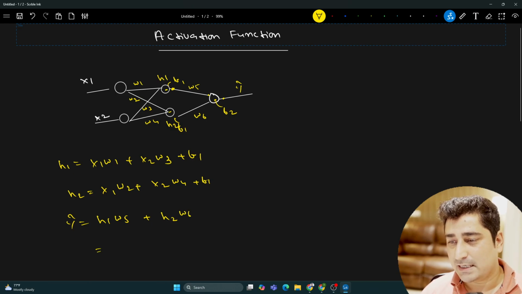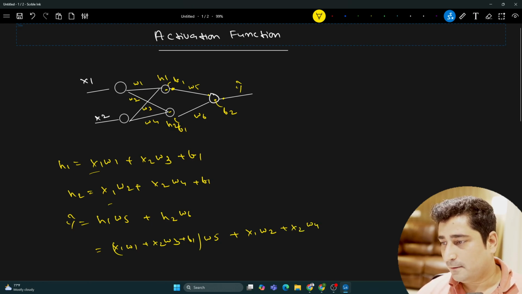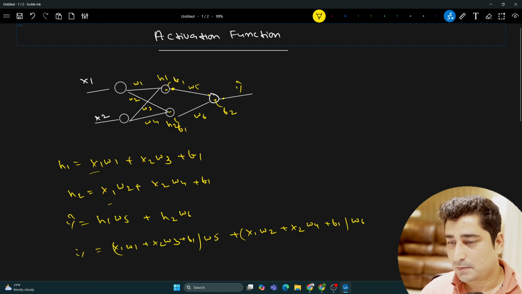Now just replace H1 and H2 with these two equations. It is going to be X1 W1 plus X2 W3 plus B1, into W5, plus H2, which is X1 W2 plus X2 W4 plus B1, and then into W6. Now this is going to be my Y hat.